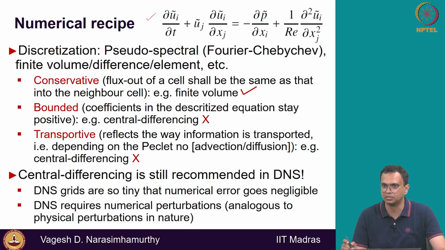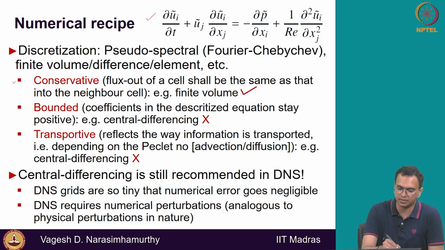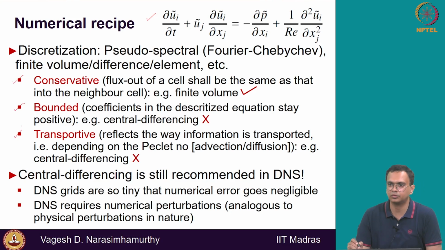One can use a pseudospectral solution where you have Fourier Chebyshev polynomials. Finite volume is popular, finite difference, finite element. Any method that you feel is good, you can go ahead and discretize. And those who have some basic CFD knowledge are familiar with these three properties of the numerical schemes that you choose. That is, the scheme should be conservative, bounded, and transportive. For example, all the finite volume schemes are conservative by definition. We take the conservative form of the governing equations there to solve.